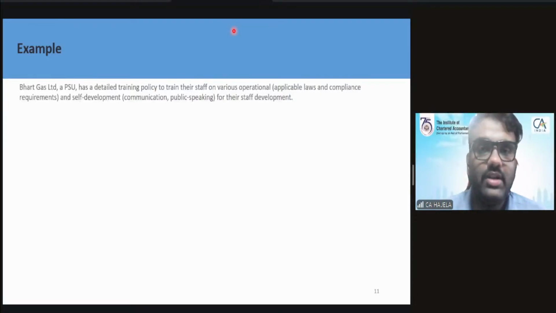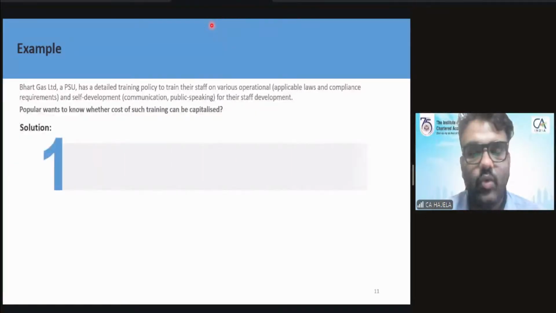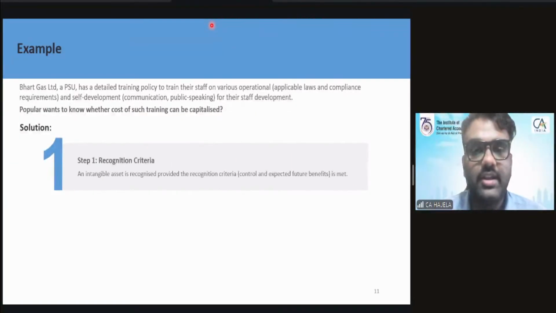So let's do the assessment. What is the assessment? Let's just apply the logic that we know instead of directly jumping to the answer. What is the first test? Recognition criteria, right? An intangible asset must be recognized only when the control and expected future benefits criteria are met. All right.